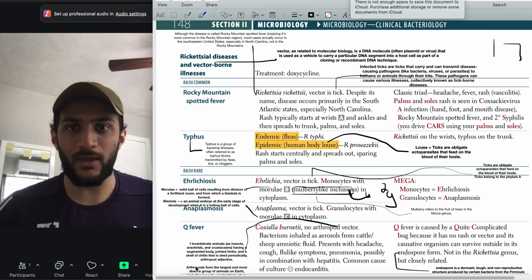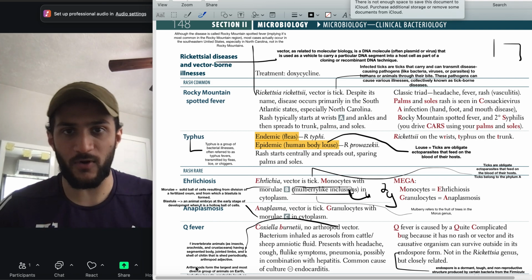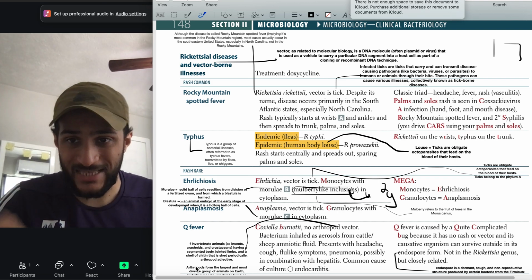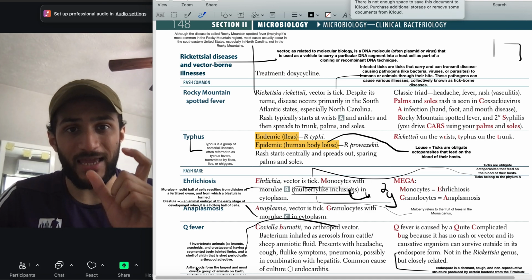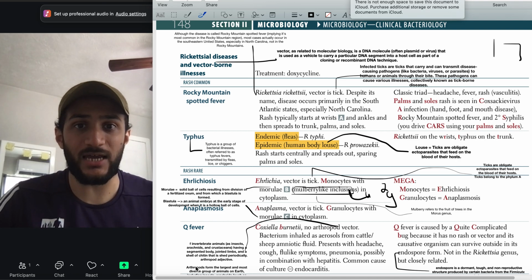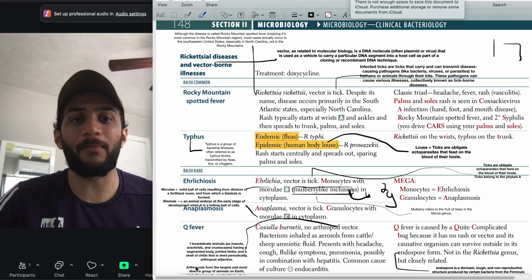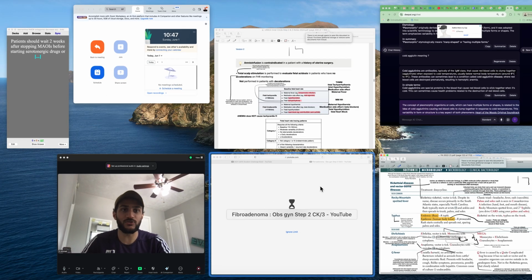Let's come over to rocky rashes, which are common. So Rocky Mountain spotted fever. Now this is going to be caused by Rickettsia. But over here, guys, the name is quite misleading because despite its name, it is primarily found in the South Atlantic states. So, for example, North Carolina.